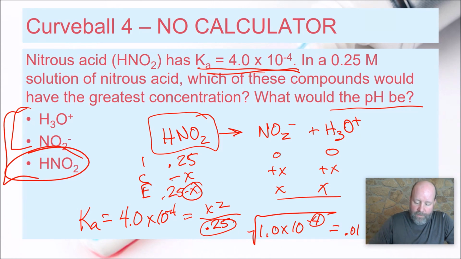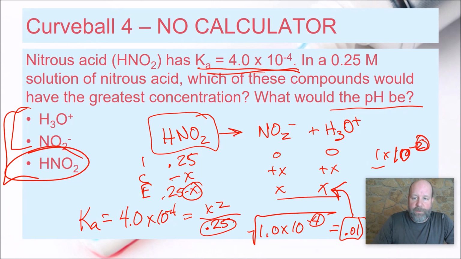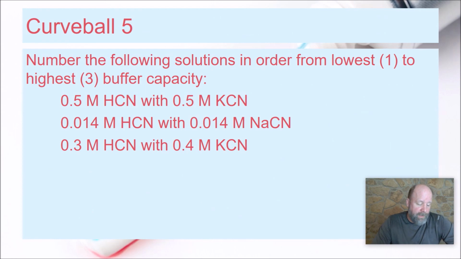So the correct answer to this is 0.01, but that's not a pH, right? I need to find the negative log of the concentration. That's the concentration, that's my x. That's the concentration of hydronium. So what's the negative log of 0.01? 1 times 10 to the negative 2. When this is a 1, that's your pH. So this is a pH of 2. So there's our answer.